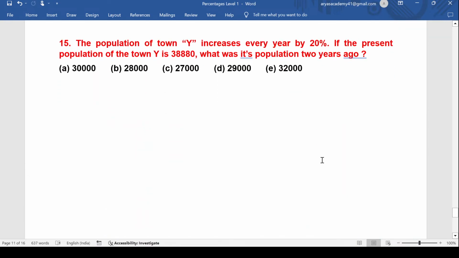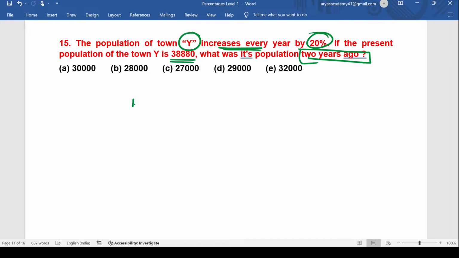Next, the population of town Y. Population of town Y increases every year. Every year it increases by what percent? 20%. Present population is very clear. Present population is 38,880. But here we are not asking after 2 years, but actually 2 years ago, or 2 years back. What was the population 2 years before?